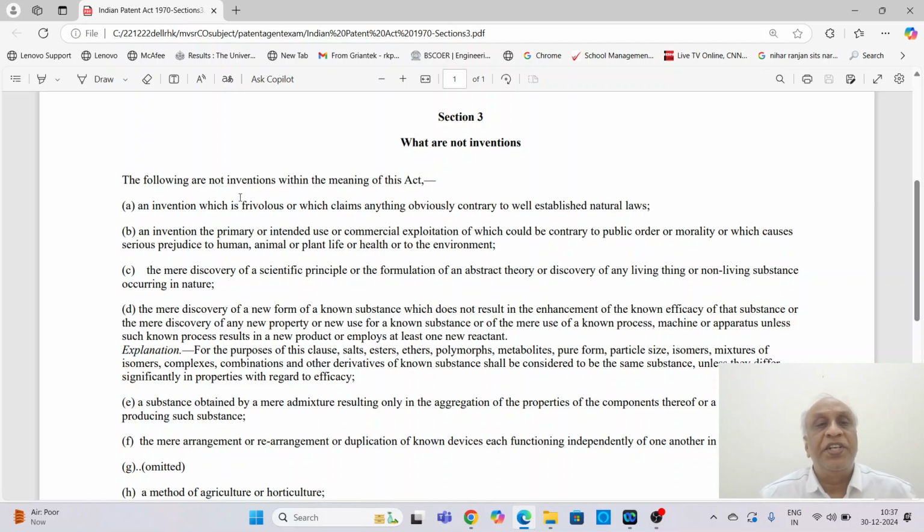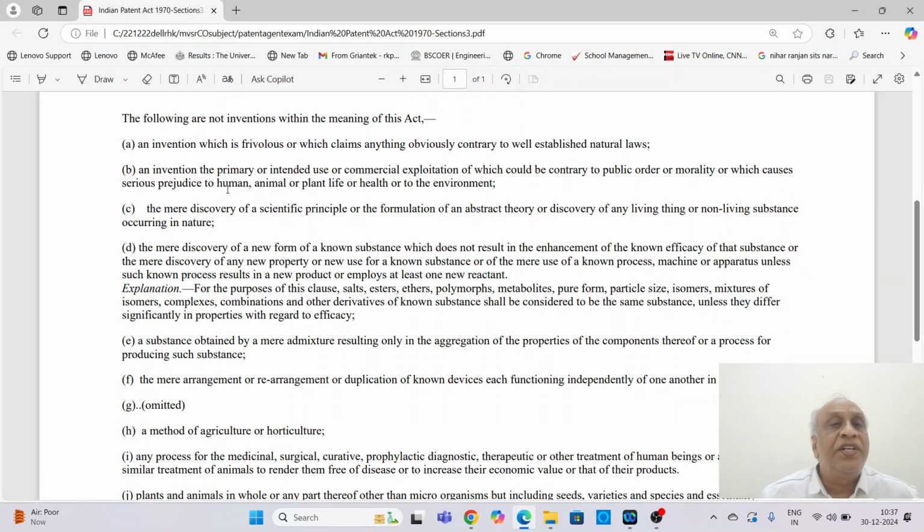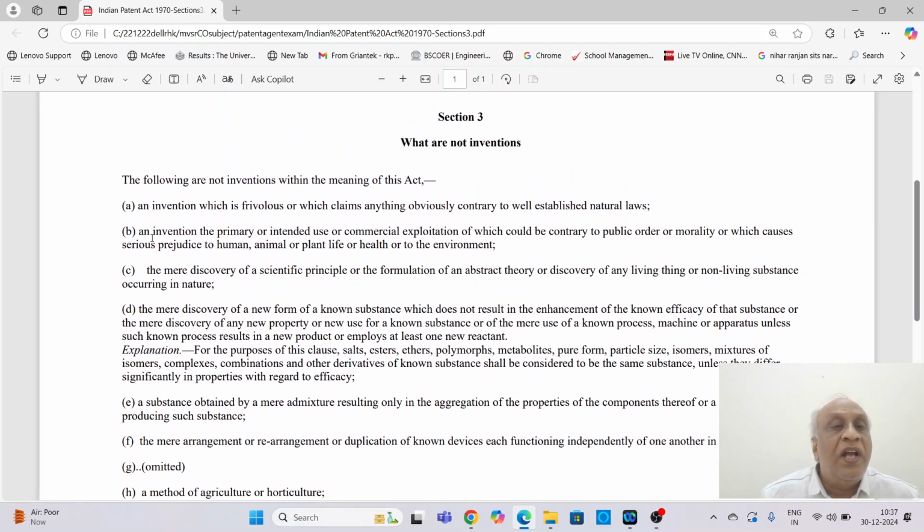subparts of Section 3. Section 3A says an invention which is frivolous or which claims anything obviously contrary to established natural laws cannot be patented. Section 3B, an invention, the primary or intended use or commercial exploitation of which will be contrary to public order, to morality, which causes prejudice to human, animal, or plant life or health, or to the environment. So, Section 3B deals with that.